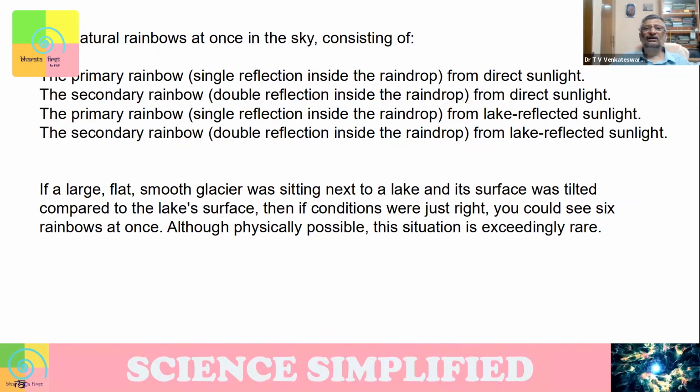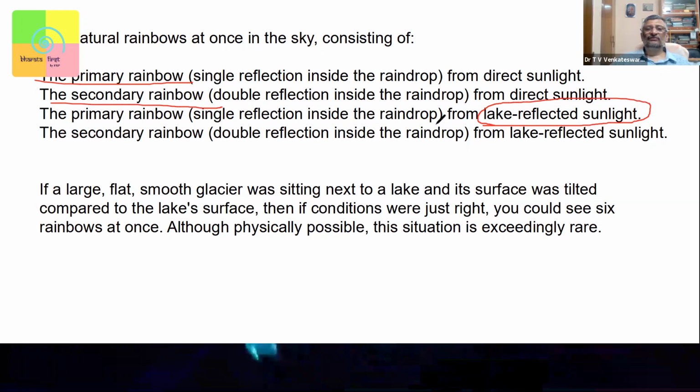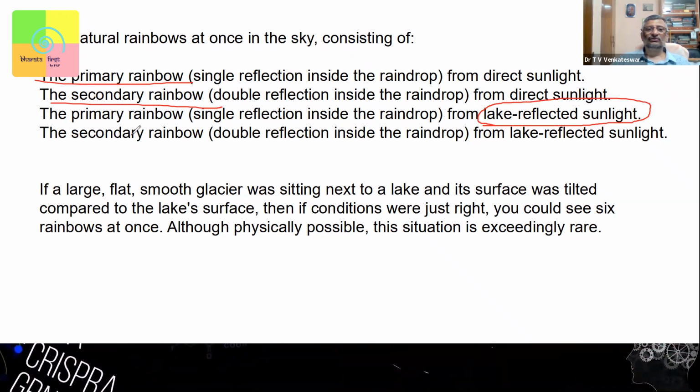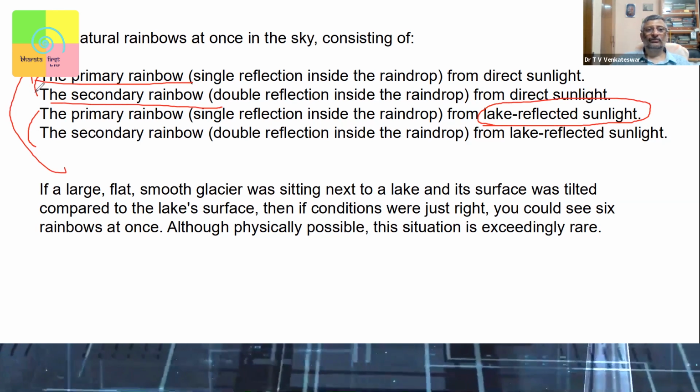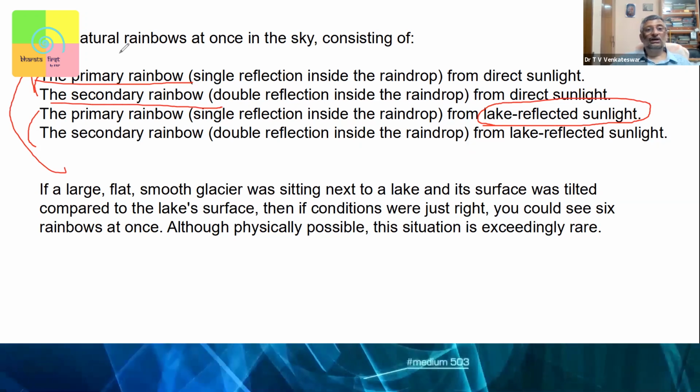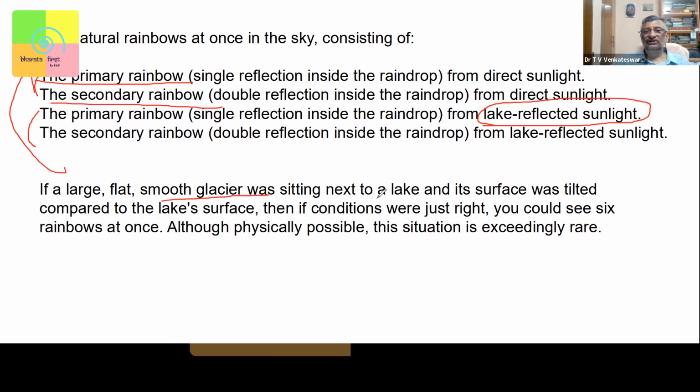So when you say quadruple or more than two, what actually happens is that, suppose there is a primary rainbow, there is a secondary rainbow, and then something like a lake nearby, which can reflect the sunlight. Then these two will be reflected, so you will see four rainbows in total. But suppose in addition to a lake there is also something like a glacier sitting on the edge of the lake. Then you can see six.